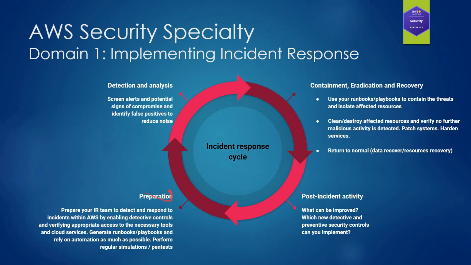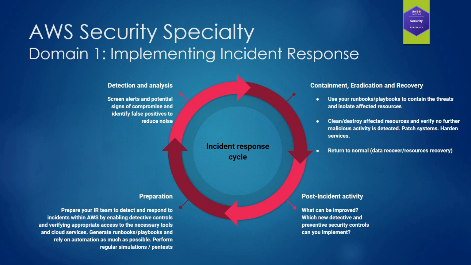So first of all, we have the preparation phase. In this phase, we are going to be focusing on ensuring that the incident response team is able to detect and respond to incidents within AWS. We are going to do so by enabling detective controls and reactive controls, and also verifying that the incident response team has appropriate access to the tools they are going to require, but also the cloud services. For this reason, normally the incident response team has privileged access to all the different accounts in the organization, just in case they need to quickly respond and perform actions on a specific account.